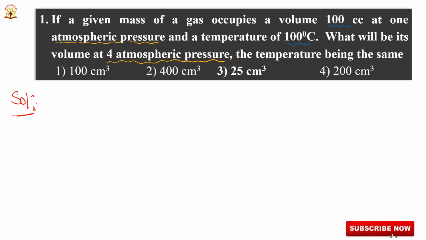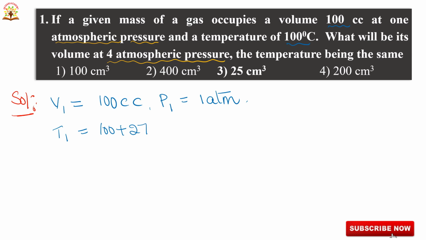Here in this question, given V1 is equal to 100 cc, cubic centimeter, and P1 is equal to 1 atm, atmospheric pressure. T1 is given as 100 degree centigrade. We are converting into Kelvin by adding 273. So 100 plus 273 is equal to 373 Kelvin. Now we have to calculate V2.